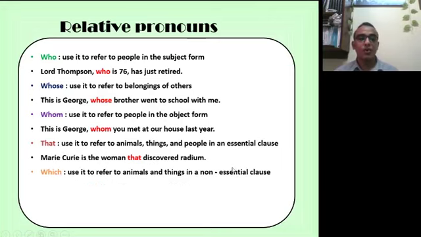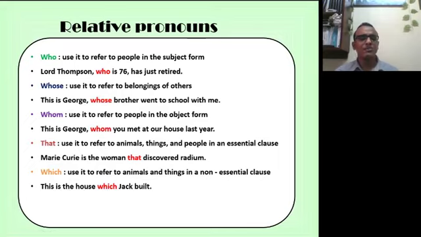Okay, good. Which, we use it to refer to animals and things in a non-essential clause. We have two like things here. In that we refer to animals, things, and people, in which we just refer to animals and things. Also in that we refer to an essential clause, here in a non-essential clause. Good. For example, this is the house which Jack built.